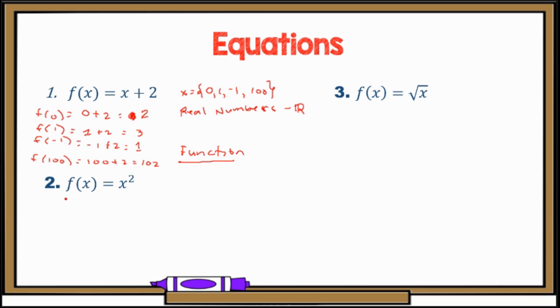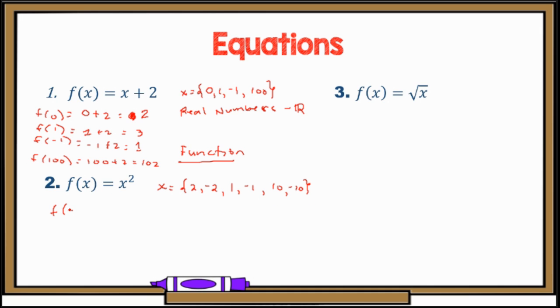Now let's look at equation number 2. Same is true for number 2. Though values in the domain with the same absolute value, for example, 2 and negative 2, 1 and negative 1, 10 and negative 10, will yield the same value in the range, let's try.